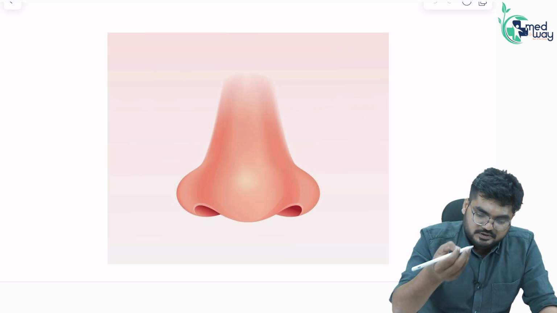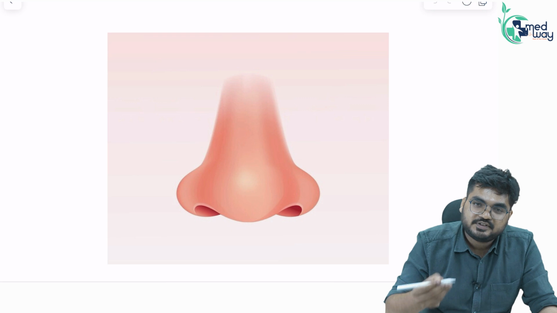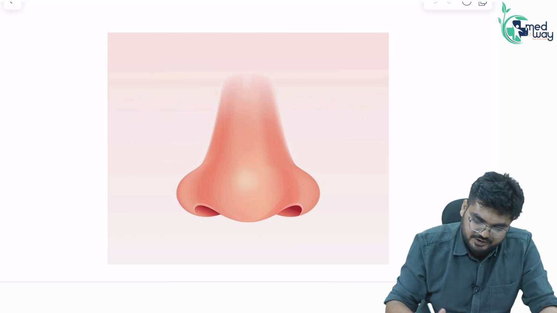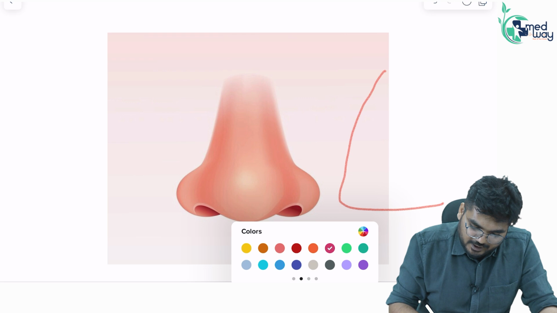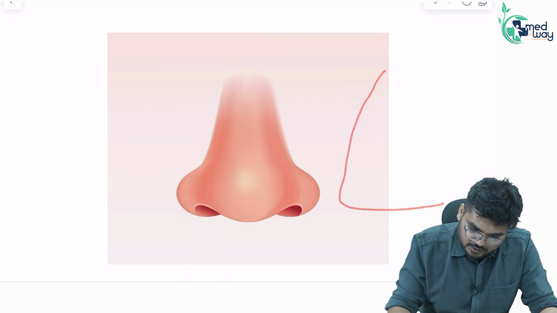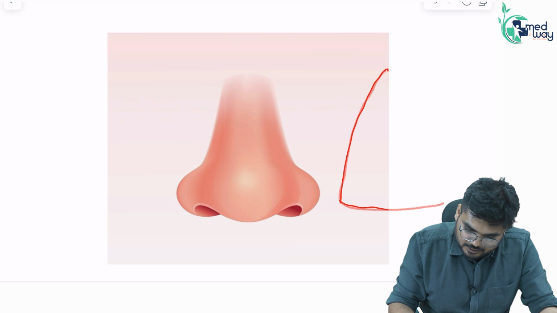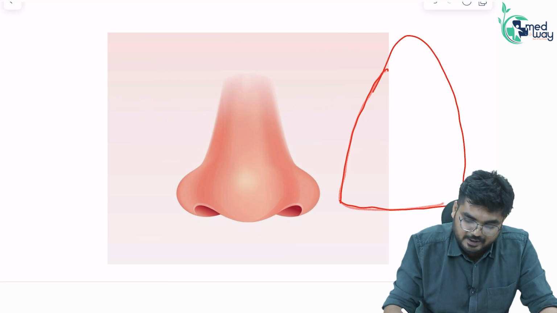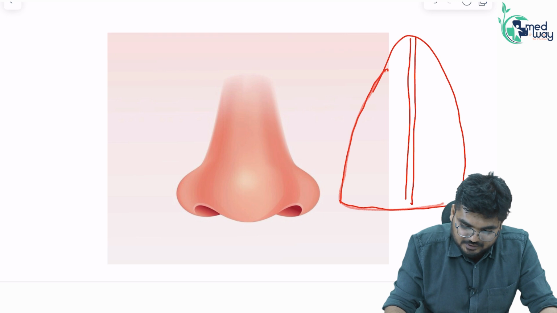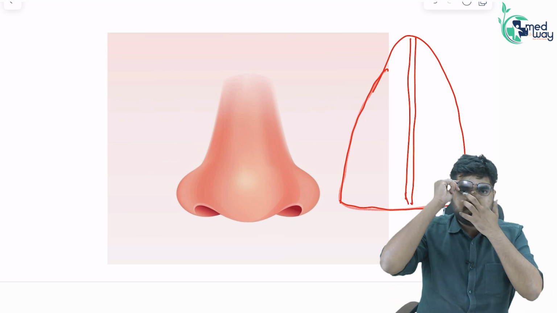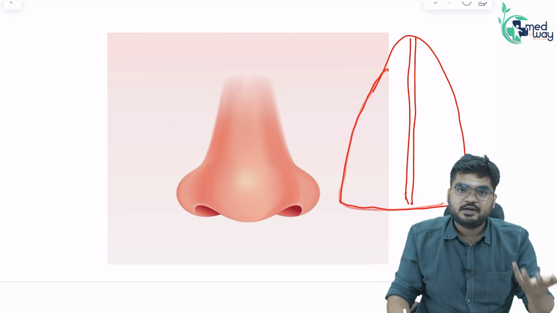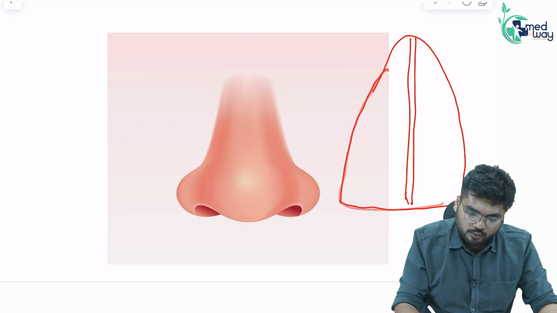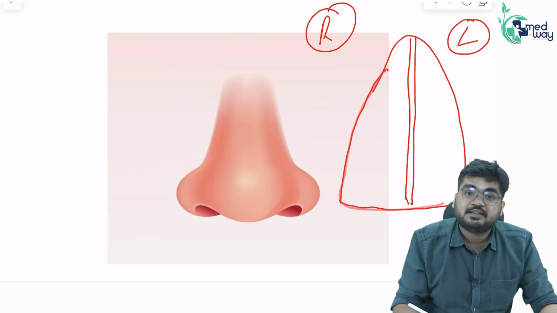This beautiful nose that you are seeing from outside, how does it actually look if seen from inside? See, if I draw a nose from inside, this is a bilateral nasal cavity having a nasal septum in the center. This is the nose. There is a nasal septum in between. This nasal septum basically divides the nose into right and left nasal cavities.